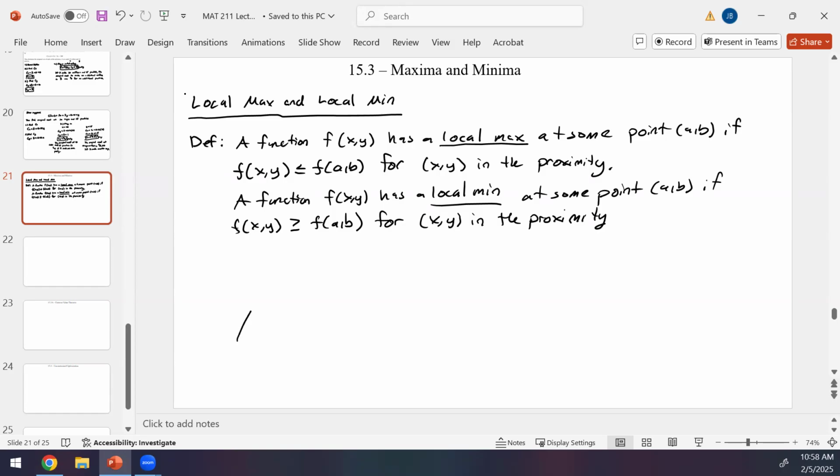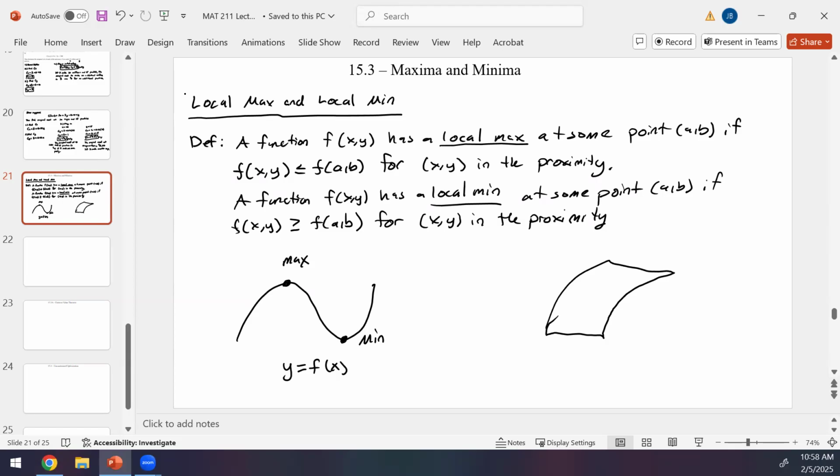So just to kind of illustrate this, right? If you talk about a single variable function, that's your max and that's your min. Now we're saying, okay, if we draw a three-dimensional shape like this, well, this could be the max. That's like the tallest point. And then this down here could be the min, right? And now we're just kind of thinking about it in one more dimension, right? So now it's z equal to f of x comma y.